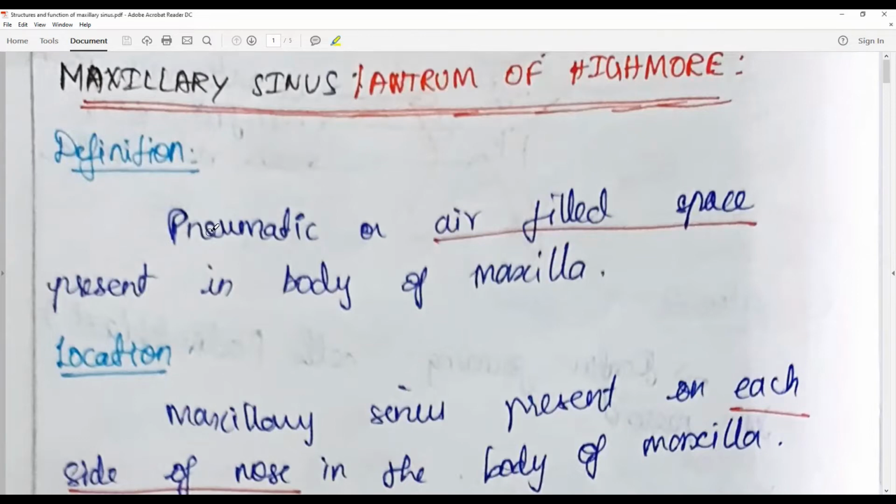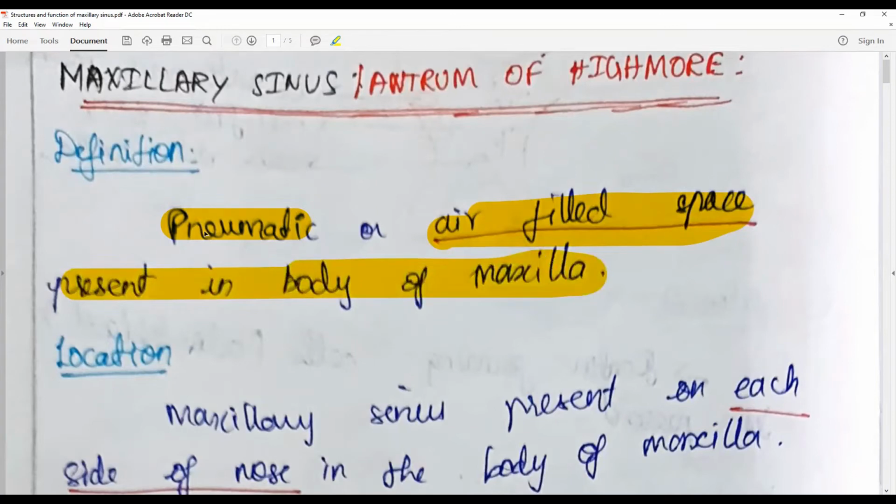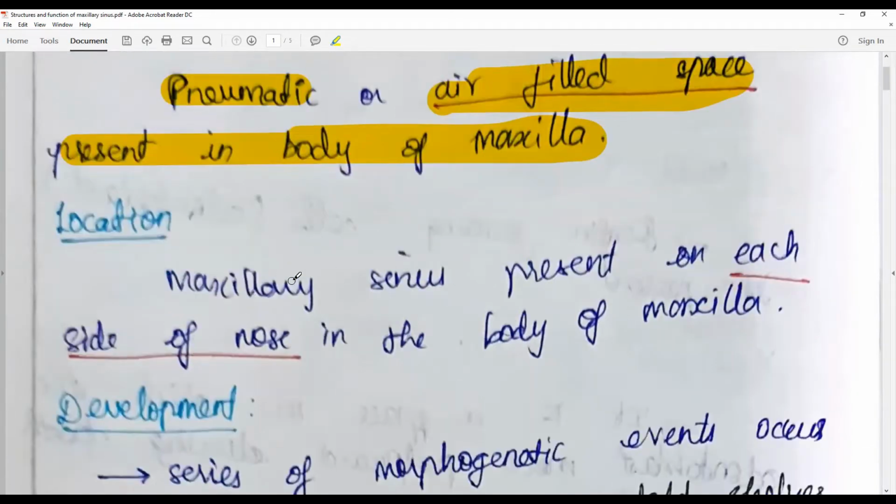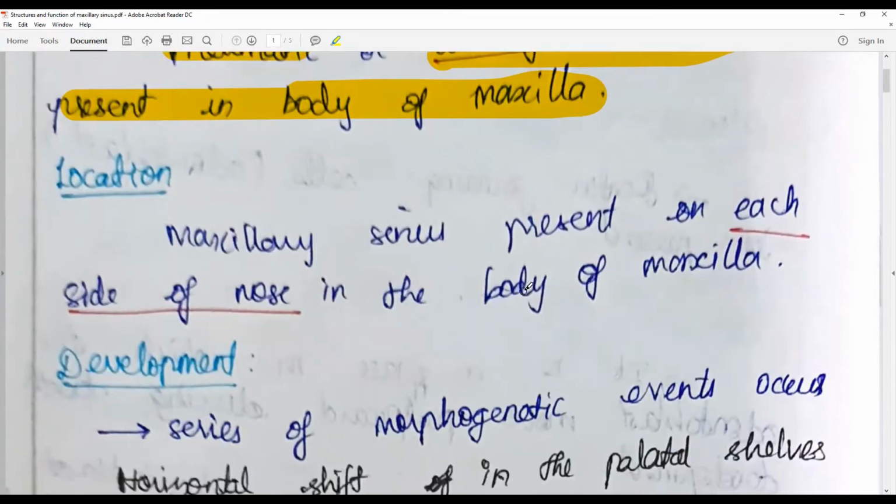The definition: the maxillary sinus is anatomically a pneumatic, or air-filled, space present in the body of the maxilla. It is a physiological part of the anatomy. It is not pathological. It is a pneumatic air-filled space present in the body of the maxilla, and there is one sinus on each side of the nose, inside the body of the maxilla.